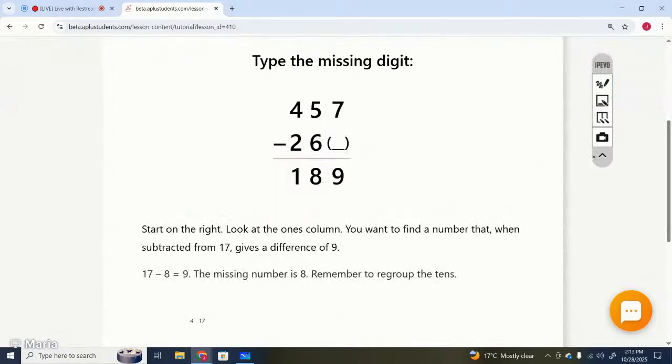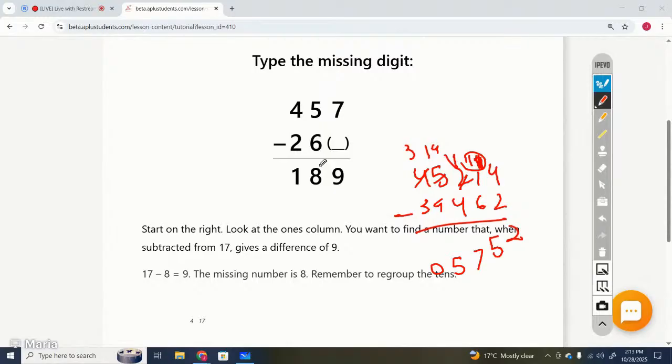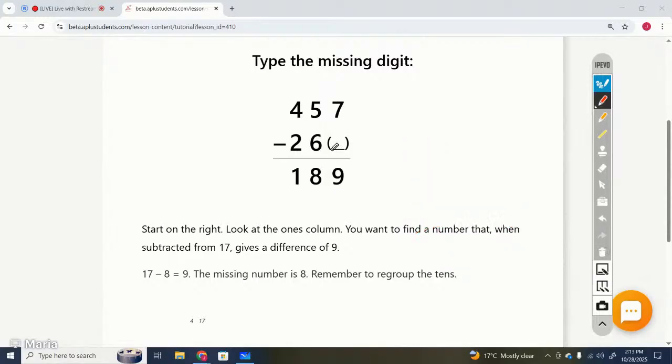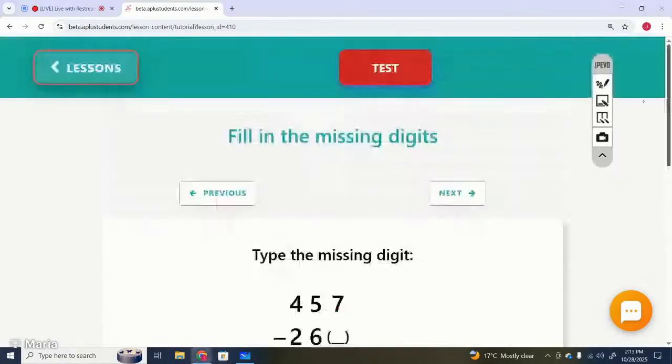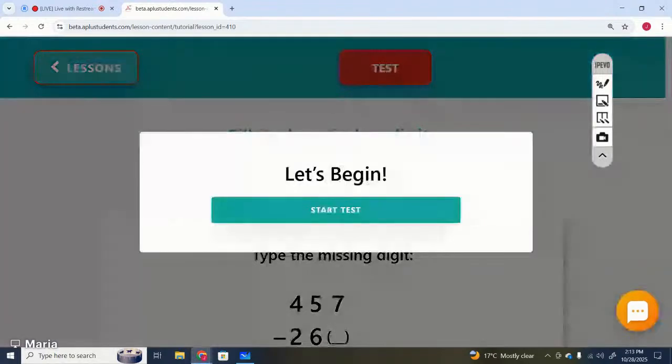Type the missing digit. So one of the digits is missing. We need to find that digit. So how do we find it? Here you have 9, right? So 7 is a smaller number, right? So you cannot subtract 7 out of the greater one. So here the number must be greater than 7. So that is 8. 17 minus 8 is 9 because you have to borrow 1 from here. Let's just start with the test questions.